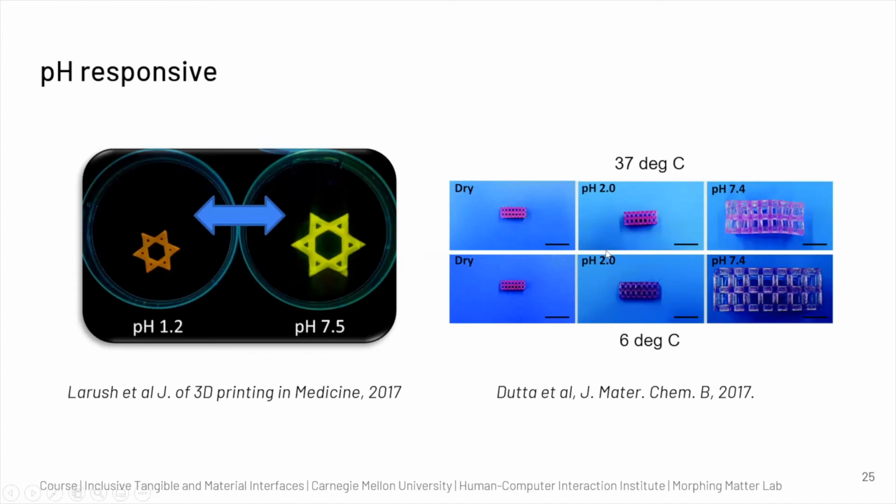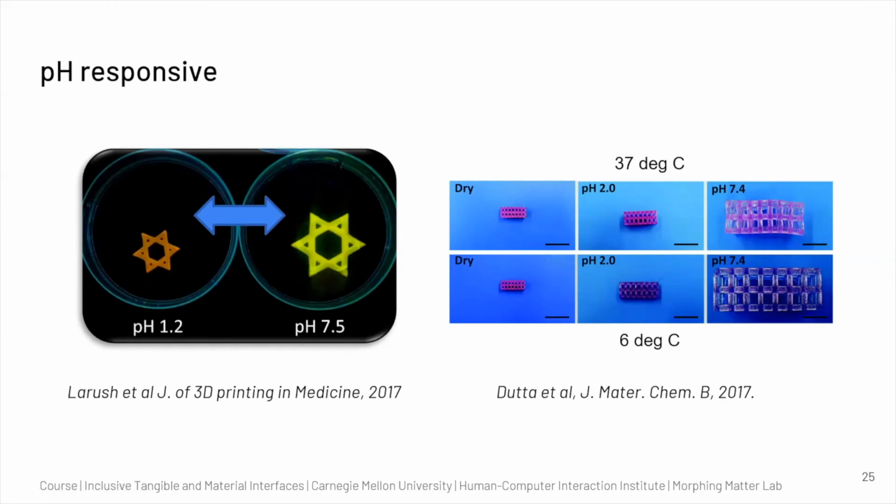Here is the second example, where this material is pH responsive as well as temperature responsive. This is a photopolymer that was 3D printed using the DLP technique. This is a dry state. This is at pH 2, and when the pH is increased to 7.4, it expands. Similarly, there was a different formulation of the material in which, if you do it at a lower temperature at pH 2 and pH 4, you could see there is a significant difference in volumetric expansion.